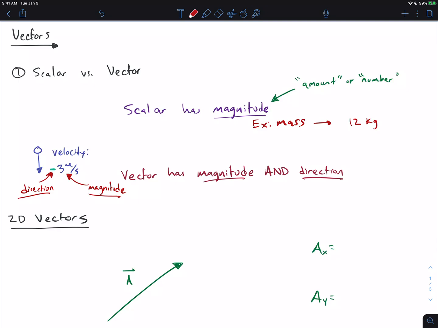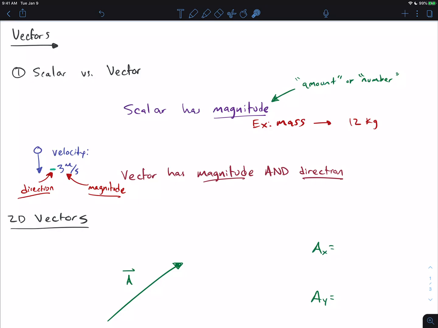A few things that are vectors are displacement, velocity, and acceleration. All of these things can be positive or they can be negative. Mass cannot be positive or negative. I don't have upward mass or downward mass, anything like that. So there's no direction for things like mass, right? This is just a value. This is just an amount, so it's a scalar value.